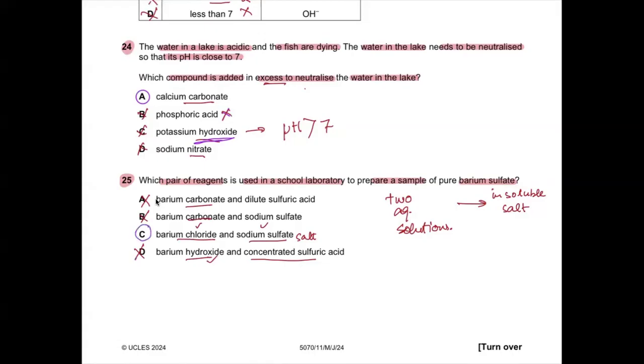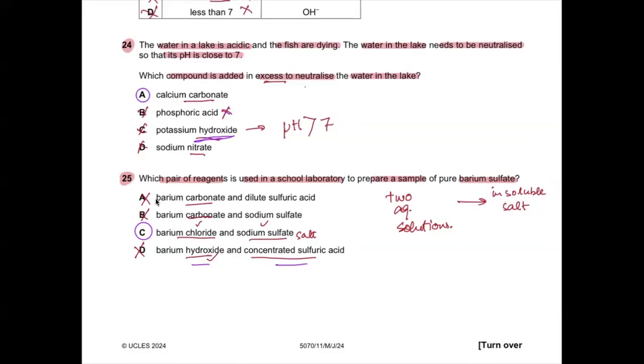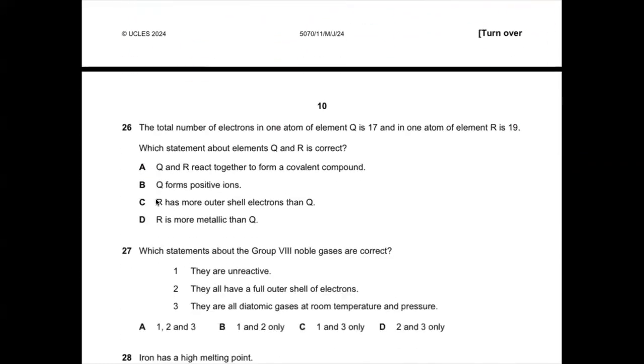Because to make an insoluble salt, we need at least one aqueous salt in the reactants. And over here, we have just acid and base. So it is going to go for a titration method, and from titration, we can't produce barium sulfate. So 25C is the correct answer.